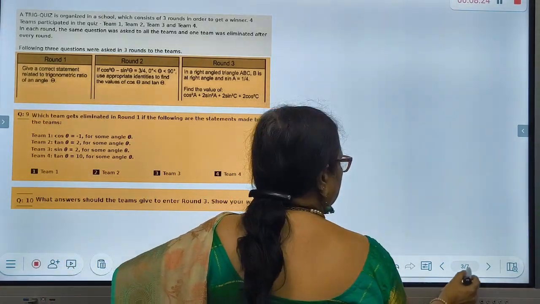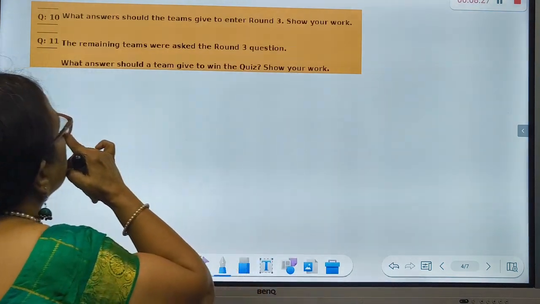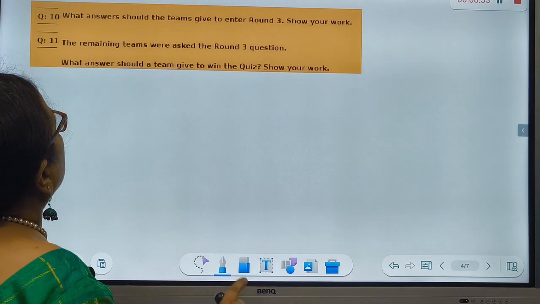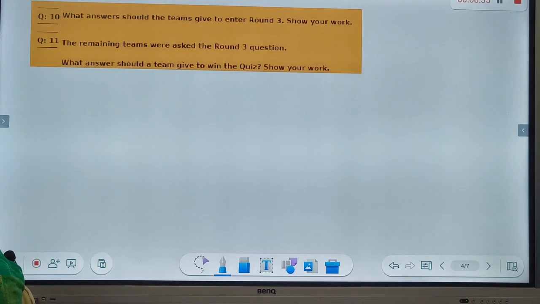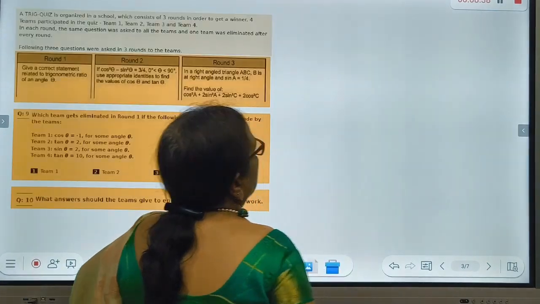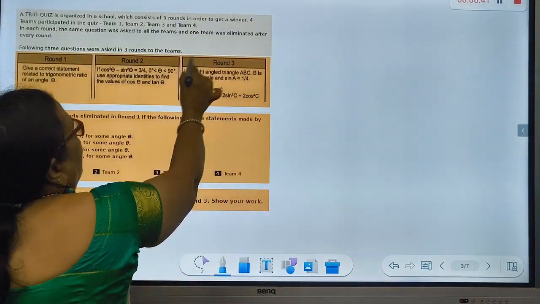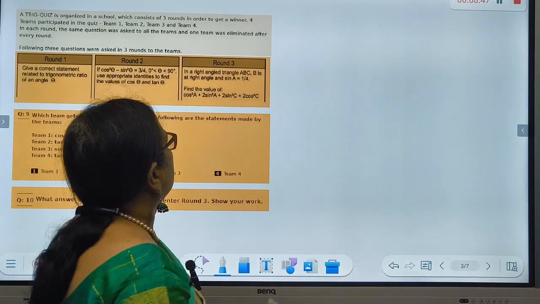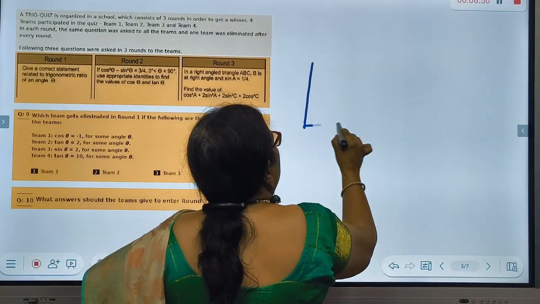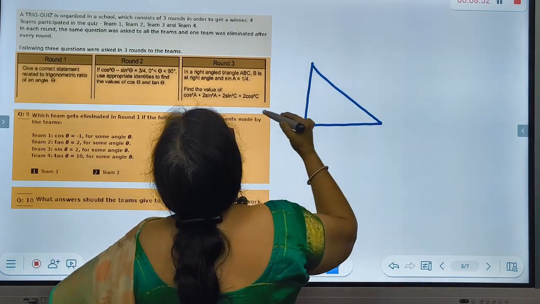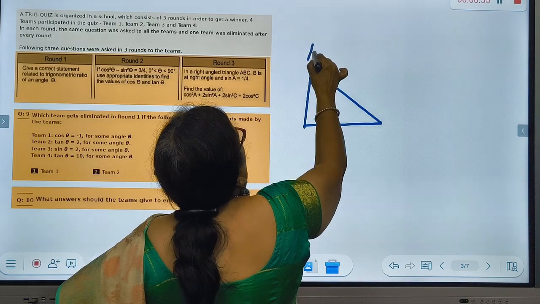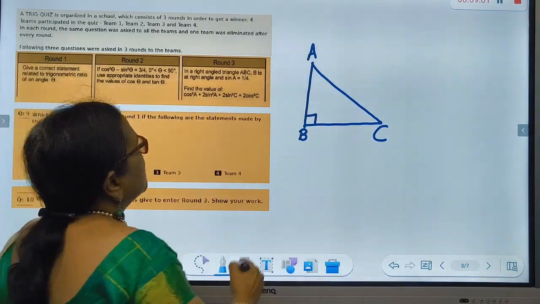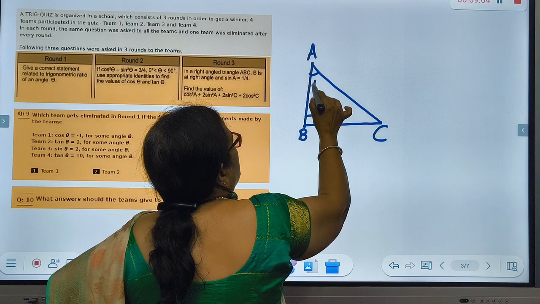Now, what is the next question? What answers should the team give to enter round 3? We have already seen that the remaining teams were asked the round 3 question. What answer should a team give to win the quiz? Show your work. So, that is the question. That is, who will qualify in round 3? Or what answer should one get in order to qualify in round 3? What is round 3? You have a right angle triangle ABC, where B is right angle, and let me call this angle theta.